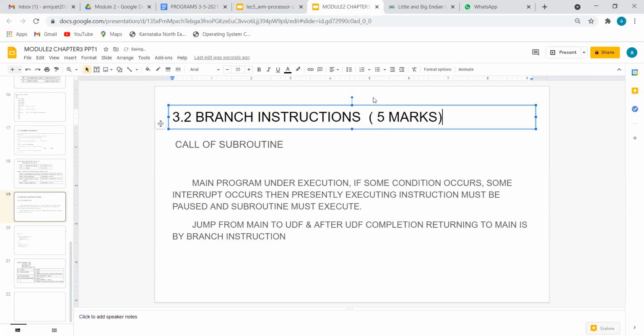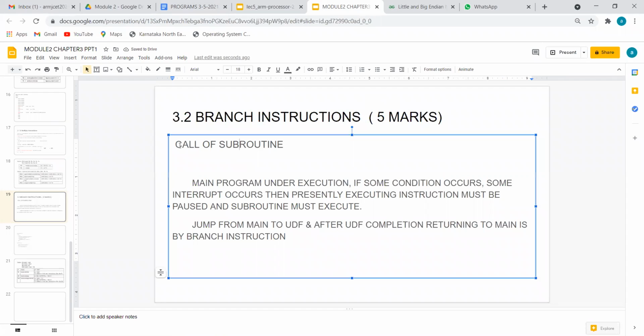Write a short note on branch instruction. Whenever we want non-sequential execution, that is what we generally call a user defined program. In your C program, you have a user defined program. What happens is the main program will be in execution.